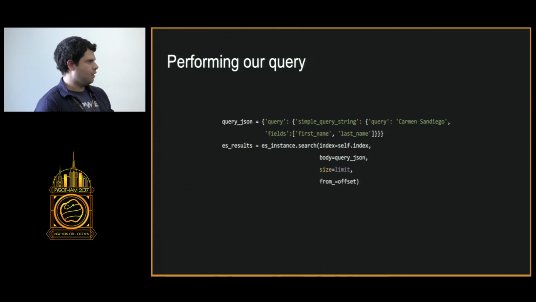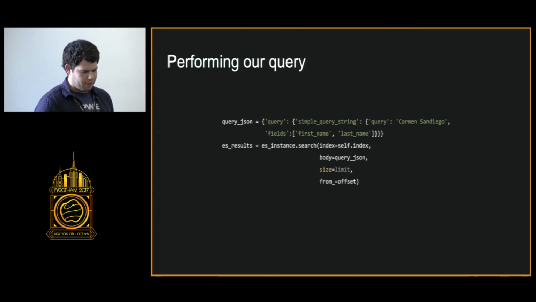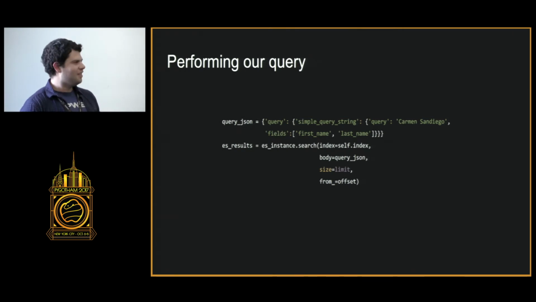So again, we're going to be using the Elasticsearch wrapper. It's very simple. The same way that you're uploading documents, it's also going to be a JSON blob that you're going to send up to Elasticsearch for performing the query. There's a lot of different queries you can do with Elasticsearch. We're going to go ahead and use the very simple query string, and we'll just be looking for Carmen Sandiego, specifically within the fields of the first name and last name.